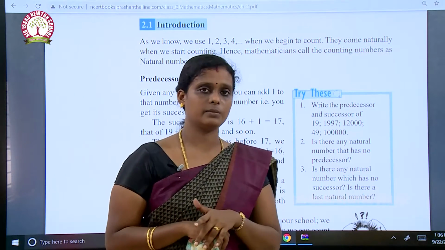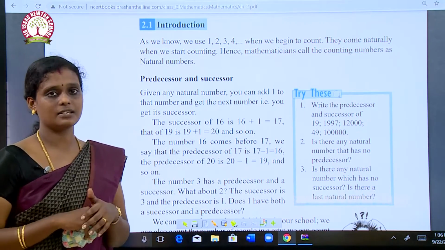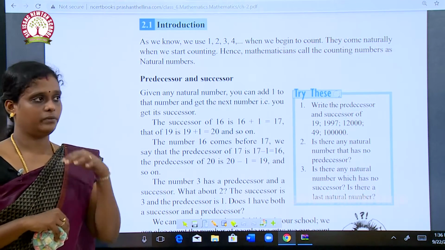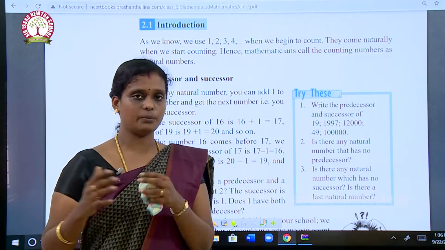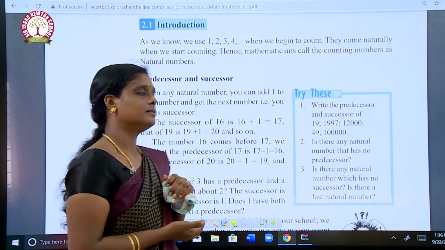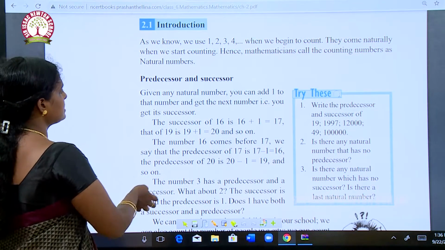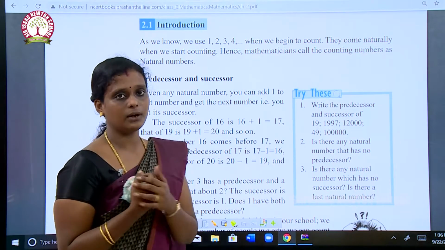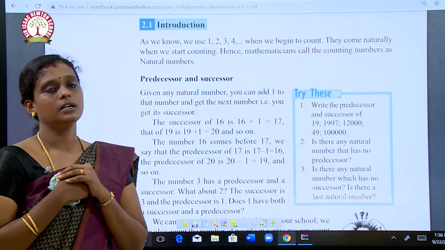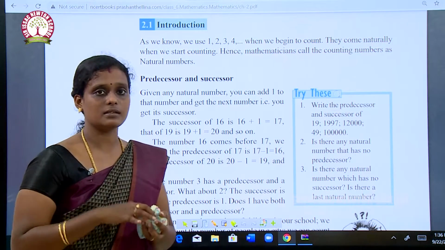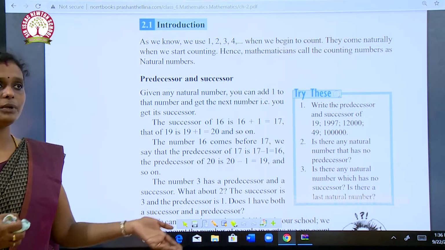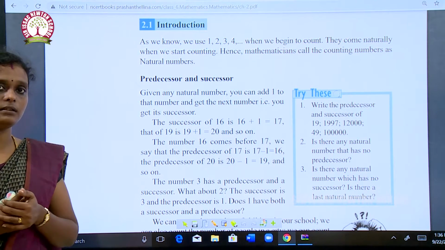But what are whole numbers? Here we are going to discuss the whole numbers, right? If you start with 1, 2, 3, 4, that is called natural numbers. And what about the whole numbers? Okay, we will discuss it. Before discussing the whole numbers, we will discuss the predecessor and the successor. In your previous classes you have learned about the predecessor and the successor, right? Can you tell me what is a predecessor and what is a successor?